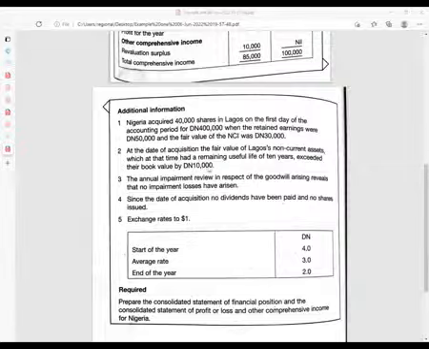At the date of acquisition, the fair value of Lagos non-current assets, which at that time had a remaining useful life of 10 years, exceeded their book value by DN 10,000.